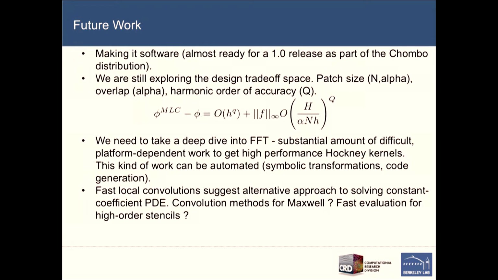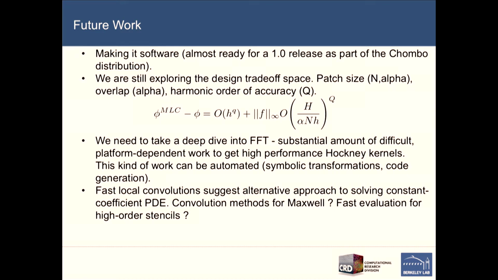So, there's lots of math here, but then when you drill down, you start seeing really having to have awareness of your memory hierarchy in order to squeeze the performance out. So there's future work here, making it software, or almost ready for 1.0 release as part of the Chombo distribution. We're still exploring the design trade-off space.